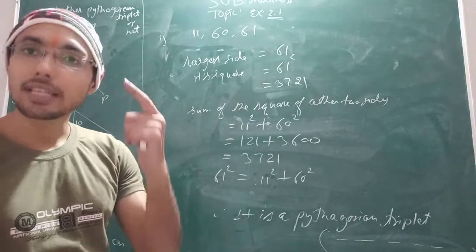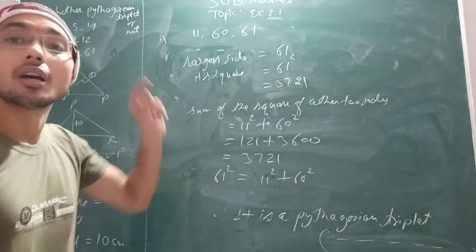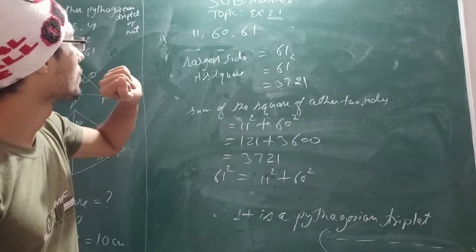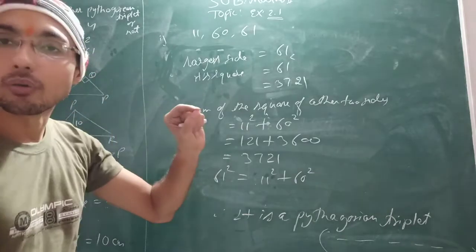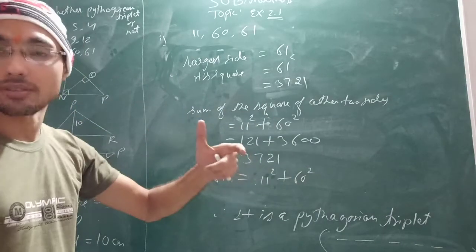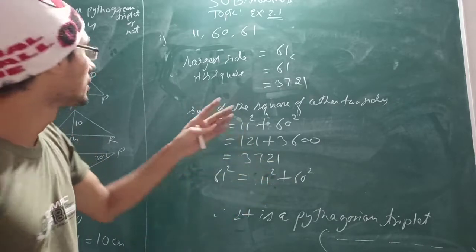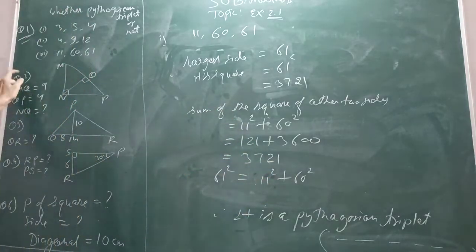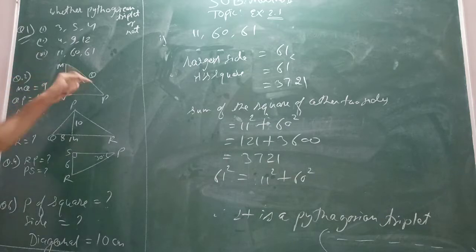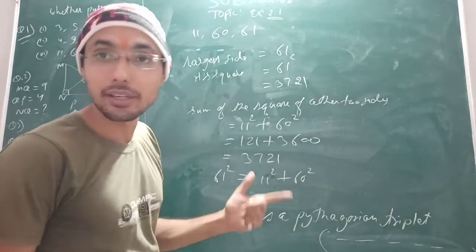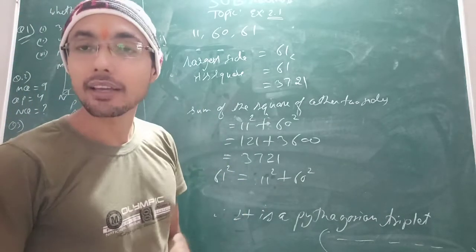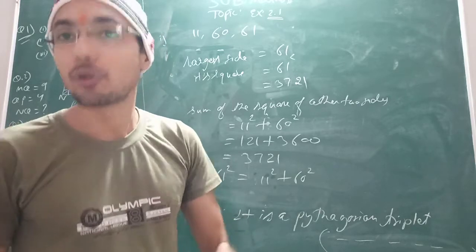So let's go for the second question. This one belongs to question number 1. There were some sub questions. We have done 3 sums. So now question number 2. As you can see, the diagram is given, and by observing the diagram, we will find out which theorem needs to be applied.